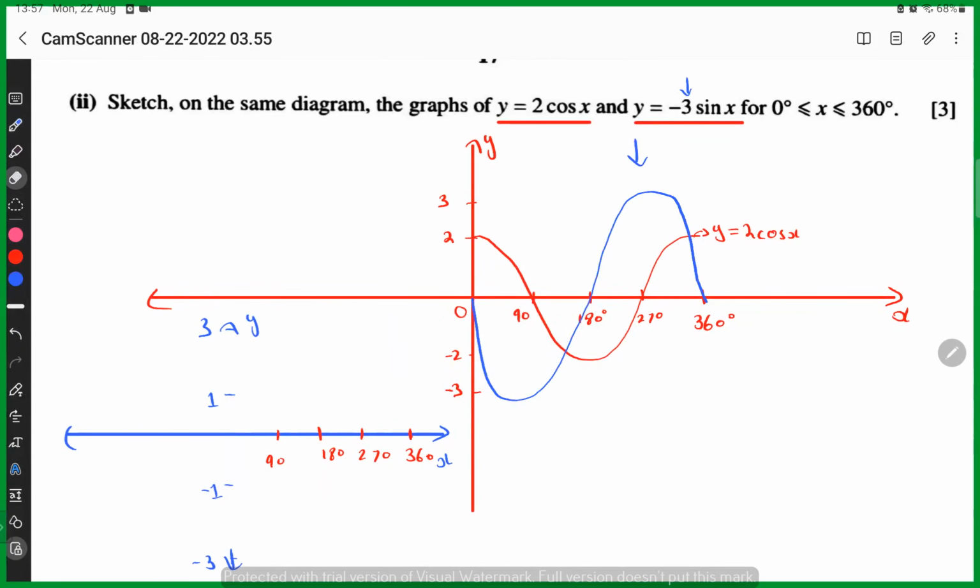Now I'm going to erase this and let's discuss the entire thing. For the first part, it was just y equals 2 cos x. I know that for 2 cos x, I'm only supposed to change the maximum and minimum points of the graph. That would become 2 and minus 2. If it was 3 sine x, I would have done the same thing, but it is minus 3 sine x. Because of this minus sign, I need to find the reflection as well, and this is what I would get.